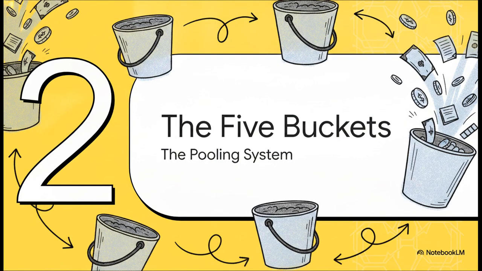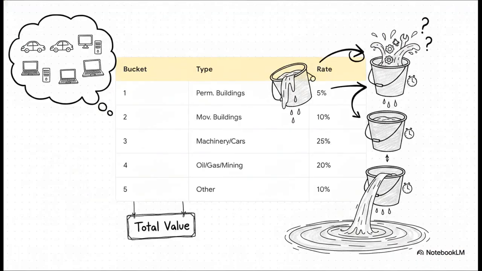Moving right along to section 2, the 5 buckets. Okay, now that you've stripped out the accounting depreciation, you need a new place to put your assets, right? The core of this pooling system is how it completely simplifies your asset register. Instead of agonizing over tracking separate cars and computers, similar assets are just dumped together into one of 5 buckets, and each bucket leaks value at a fixed statutory rate. So machinery, equipment, software, and vehicles, they all get mixed together into bucket 3, depreciating at 25%. Slow-wearing things, like permanent buildings in bucket 1, leak at just 5%. The beauty here is you no longer track the individual items. You only track the total value sloshing around inside the bucket.